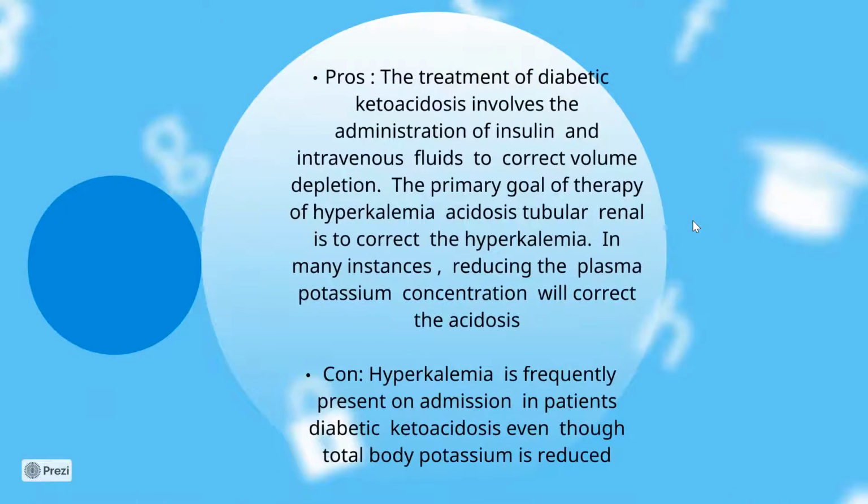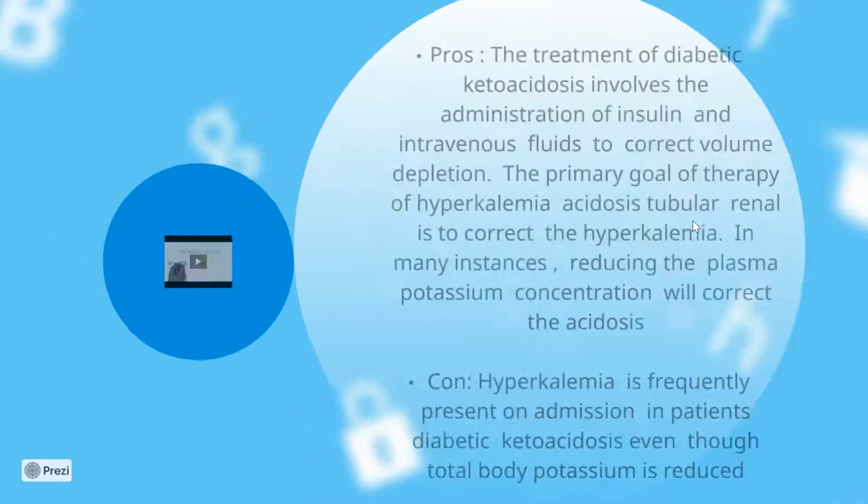Pros and cons. Pros. The treatment of diabetic ketoacidosis involves administration of insulin and intravenous fluids to correct the depletion. The primary goal of therapy of hyperkalemic renal tubular acidosis is to correct the hyperkalemia. In many instances, reducing plasma potassium concentration will correct the acidosis. Con. Hyperkalemia is frequently present on admission in patients with diabetic ketoacidosis, even though total body potassium is reduced.